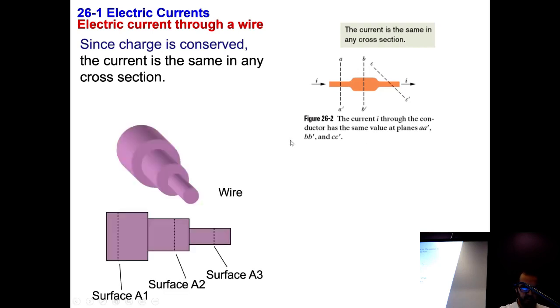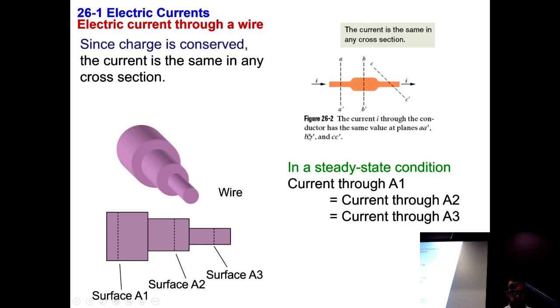Okay. So here is another example. Here we have surface A1 larger than surface A2, larger than surface A3. And if we have the steady state, the current through A1 is going to be the same as the current through A2, which is the same as the current through A3. However, we will define current density. Current density, this is what we will define in the next slide, is current per unit area.